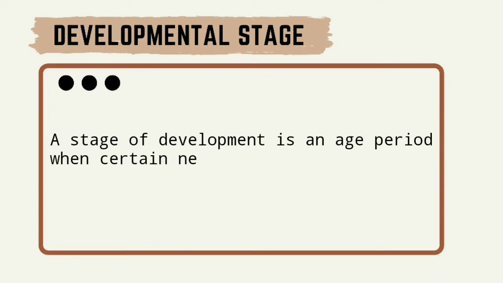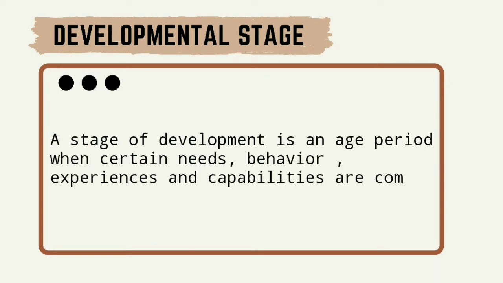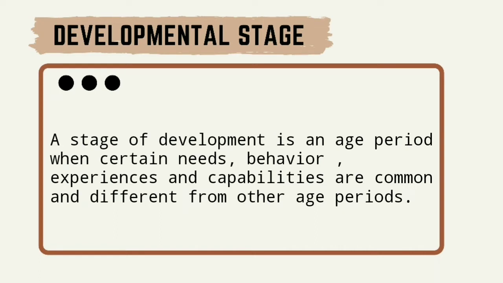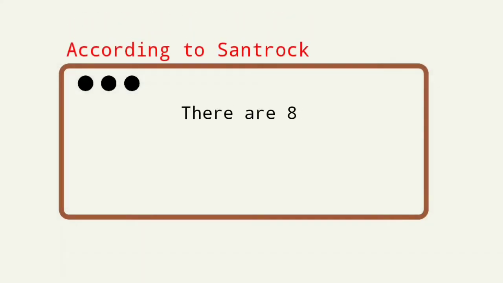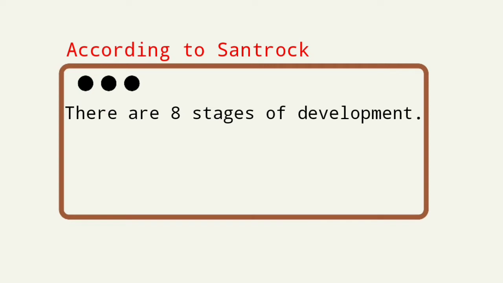Developmental stage. A stage of development is an age period where certain needs, behavior, experiences, and capabilities are common and different from other age periods. According to Sanchok, there are 8 stages of development.